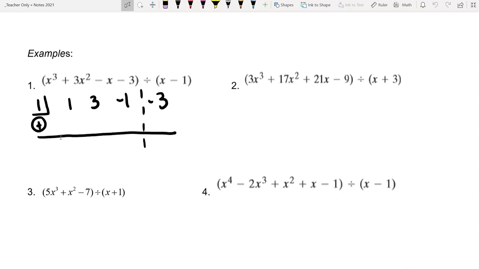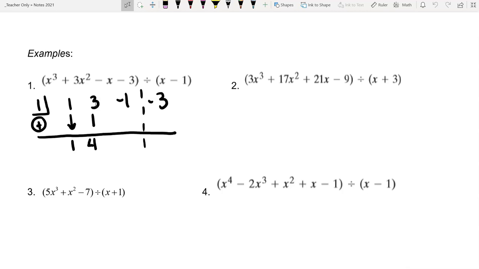So our first thing that we're going to do is drop down our 1. Okay, so our 1 just drops down. But then here's where we start multiplying. You always multiply diagonally. So 1 times 1 is 1. So that 1 gets placed right here. Okay? Here's where the addition comes into play. That's why I put it here. We add these two together. So 3 plus 1 gives me a 4 down there.